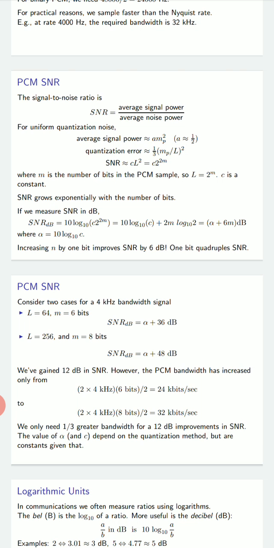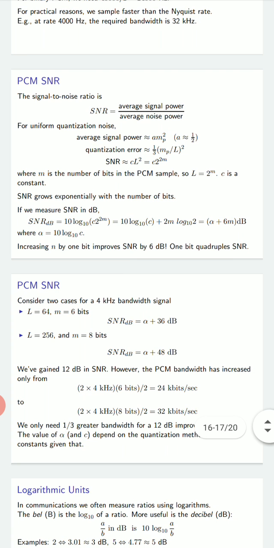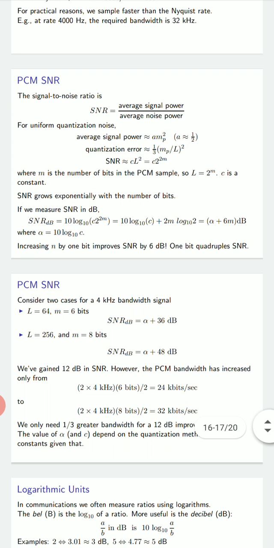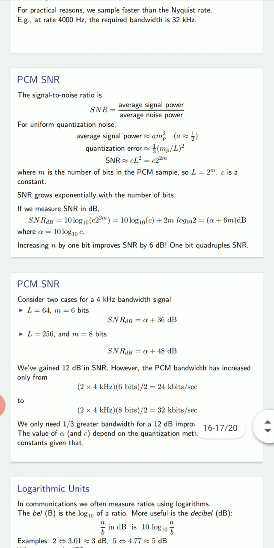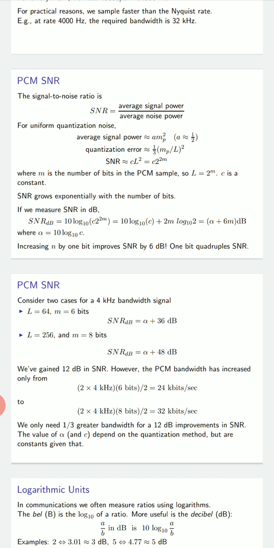If you are taking 2 raised to 2M, the 2M will come out in the multiplication when we are taking the log. You are aware of how to take the logarithm and the decimal value. So you will get 10 log 10 of C plus 2M log 10 of 2. But here, if we are taking that value, you can take alpha plus 6M. That will be the dB. Alpha is nothing but the constant. How will you get it? You will get it from 10 log 10 C.